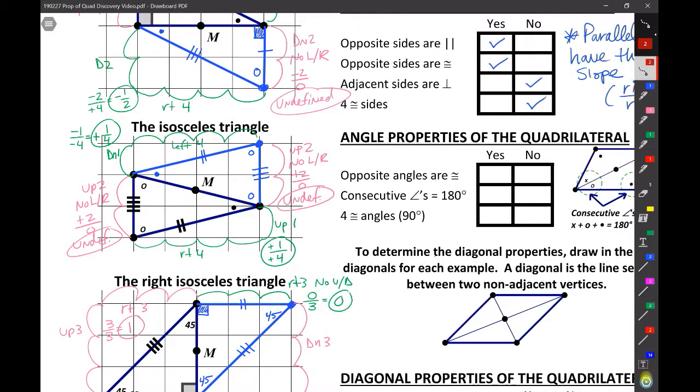So you'll answer the question on the right, you'll check mark these, work with your shoulder partners and your teammates to come up with the angle properties. We'll answer those questions. We'll talk about diagonal properties, and then we'll be moving on to the next one.